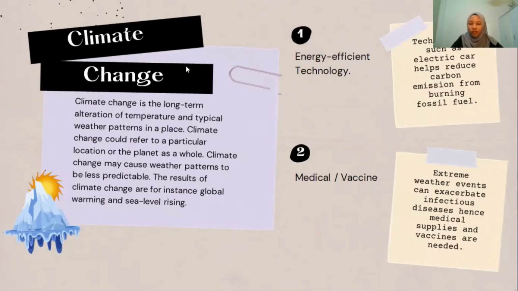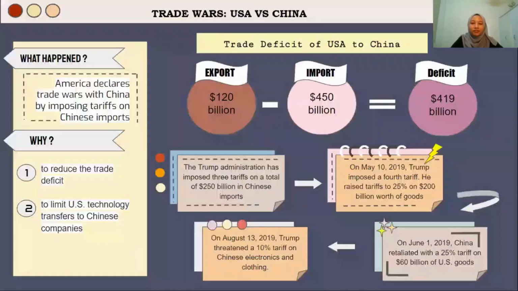As for medical or vaccine, extreme weather events can exacerbate infectious diseases, hence medical supplies and vaccines are needed. So the countries that produce medical or vaccine products have the higher opportunity to trade the products to other countries who need them. That's all. I pass to the next presenter.